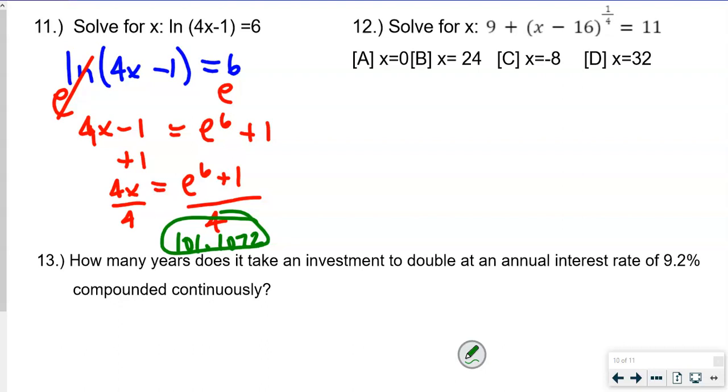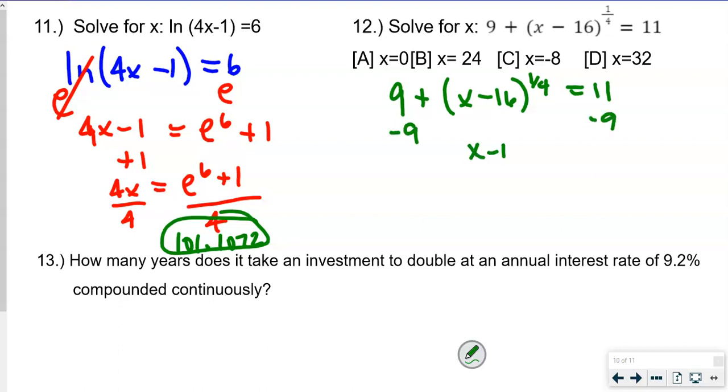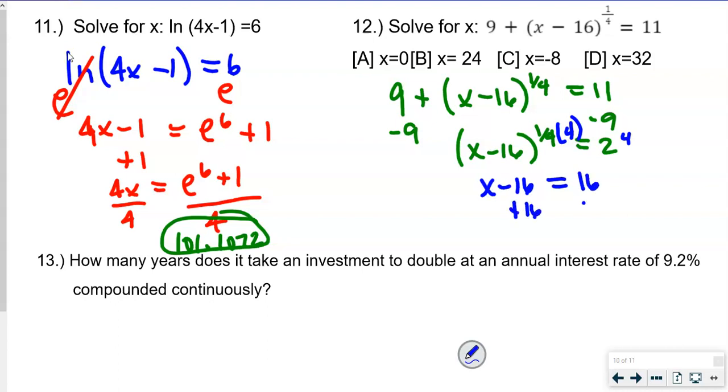All right. So the next one says solve for x again, and this one says 9 plus x minus 16 to the 1/4 power equals 11. So I'm going to subtract 9 from both sides first. That's going to give me x minus 16 to the 1/4 power equals 2. And then I'm going to raise both sides to the reciprocal of 1/4, which is 4, as our exponent, right? So that means I'm also going to take 2 to the 4th. So this is going to be x minus 16 is equal to 2 to the 4th, which is 16. So then we're going to add 16 to both sides. So x is going to be equal to 32. And that was D.